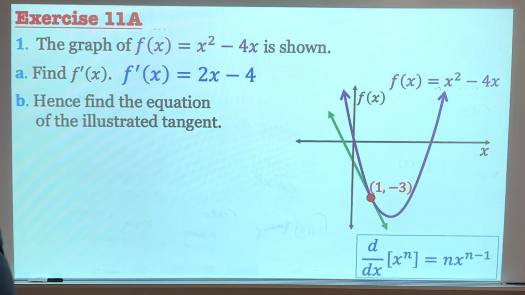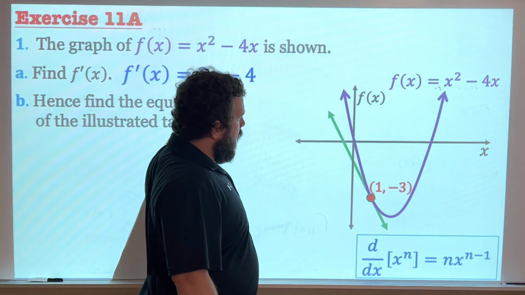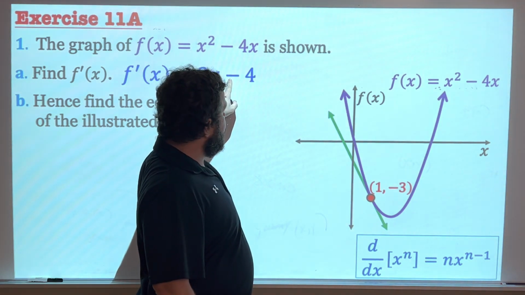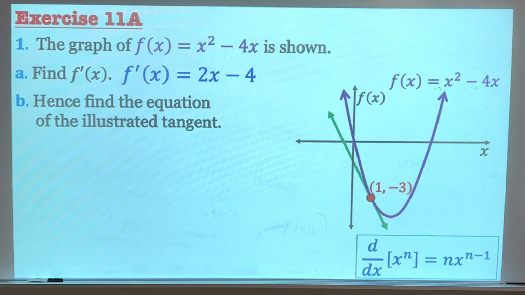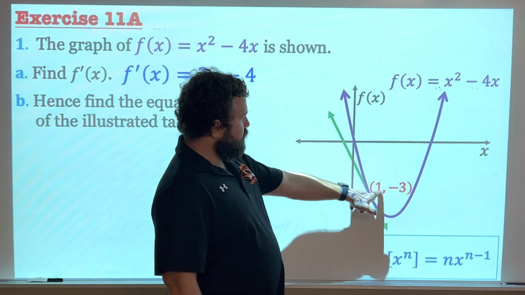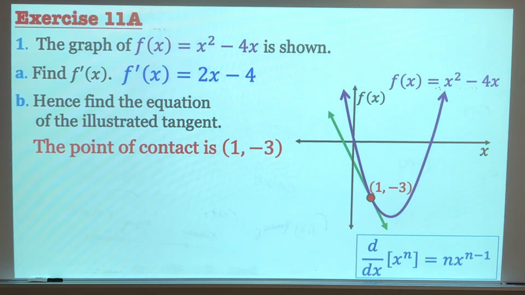All right, hence, find the equation of the illustrated tangent. So do you think this tangent right here is this equation? It's not. You know how I know it's not? Because it's going down. So that wouldn't be a 2x, it was going down. So first thing you need to know is the point of contact. Do you know what the point of contact is? Given right there. 1, 3. All right, so that's good.